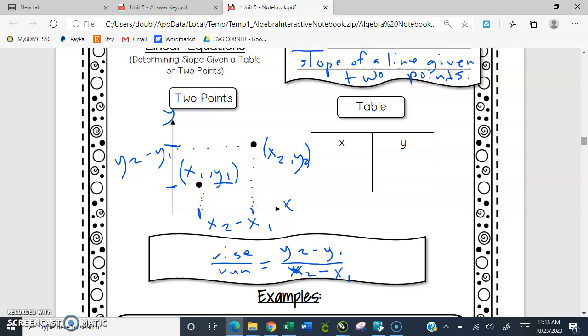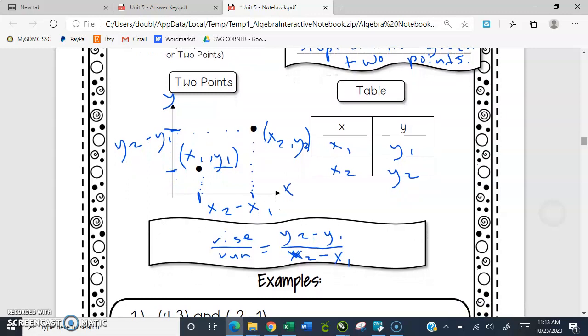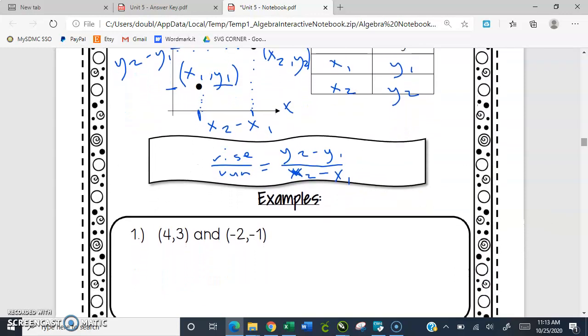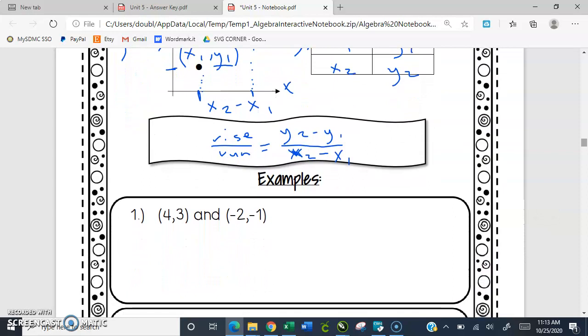Now if we have a table, they'll give us our x1 and x2. So here will be our x1, and that'll be our x2, and this will be our y1, and this will be our y2. Something important is that if you label something x1, that means y1 has to follow. So you can't have an x1 and a y2 in the same ordered pair. Vice versa, if you label something x2, that means that has to be y2 also. You cannot mix and match what you want to label.